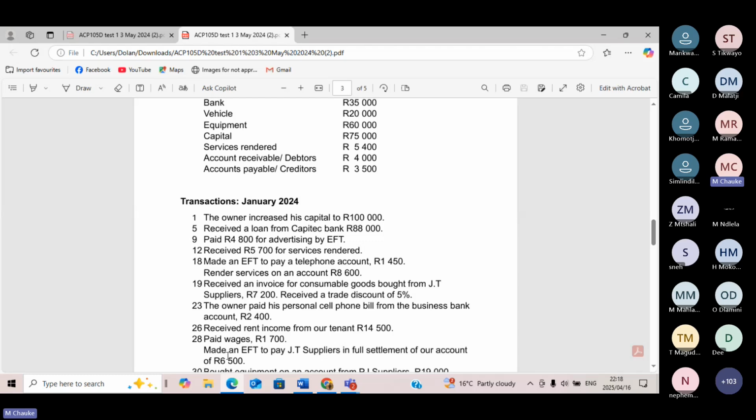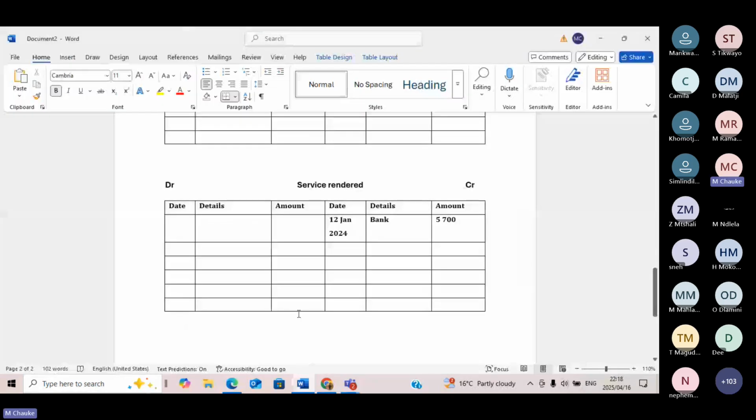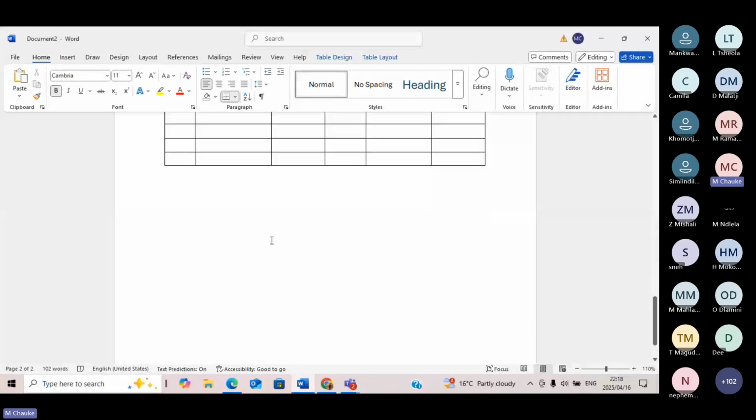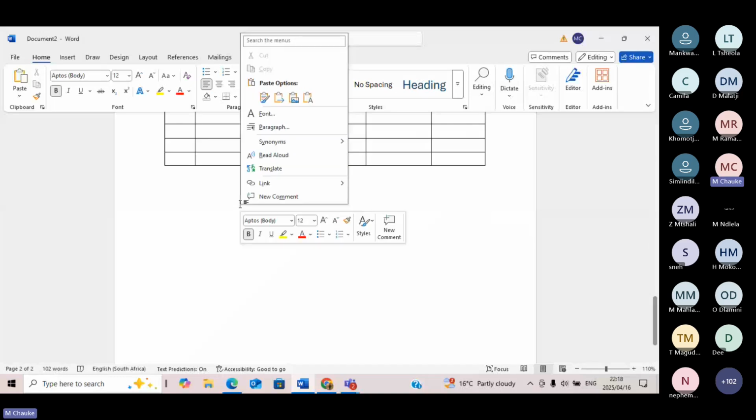The next transaction happened on the 18th. You made an EFT to pay telephone account. So we are going to create another account, telephone. And you also rendered a service on account. So we're going to separate two accounts. There's telephone and then there's service rendered, right? So let's start with telephone. On the 18th, two transactions happened right there. So I'm going to create another account.